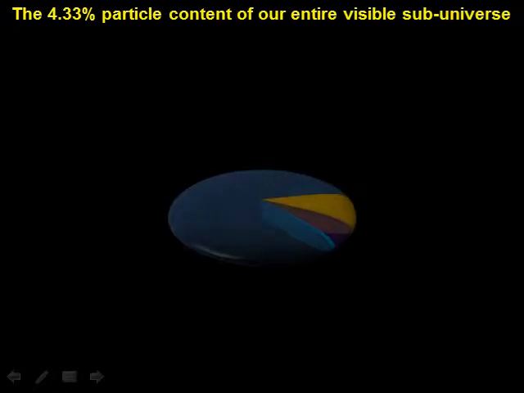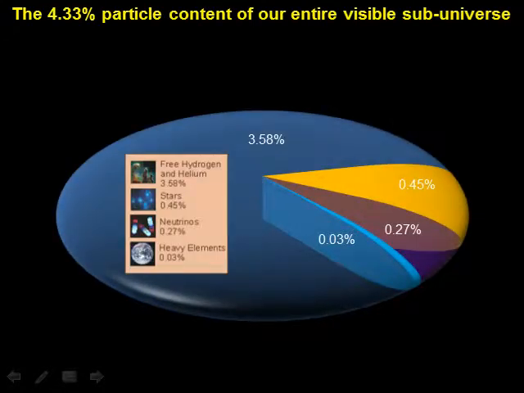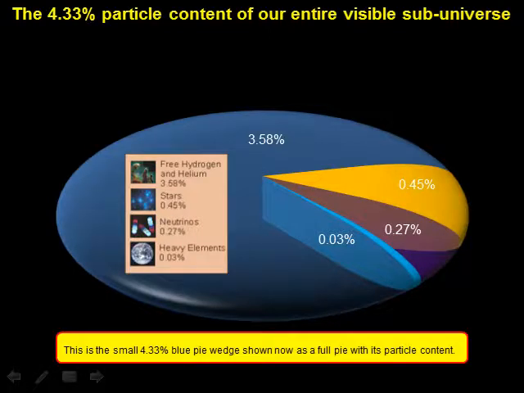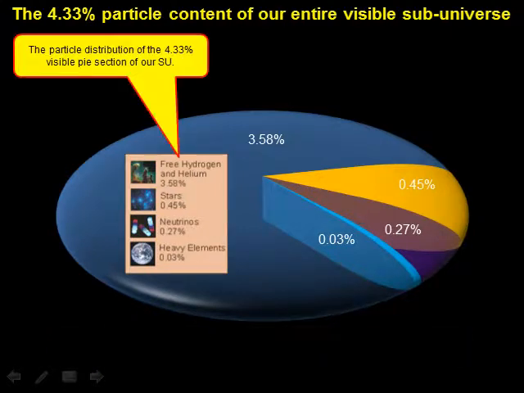The 4.33% particle content of our entire visible subuniverse. This is the small 4.33% blue pie wedge shown now as a full pie with its particle content. Here is a breakdown of the particle distribution of the 4.33% visible pie section of our subuniverse.